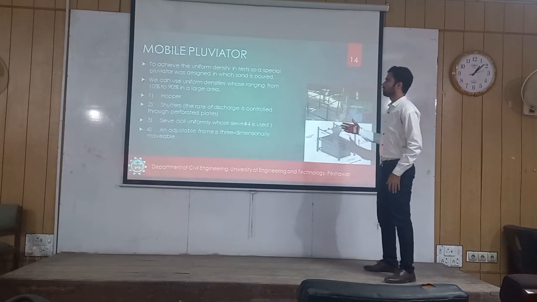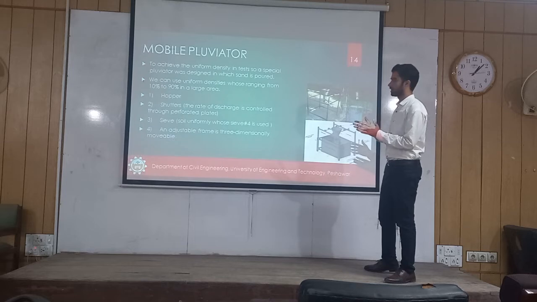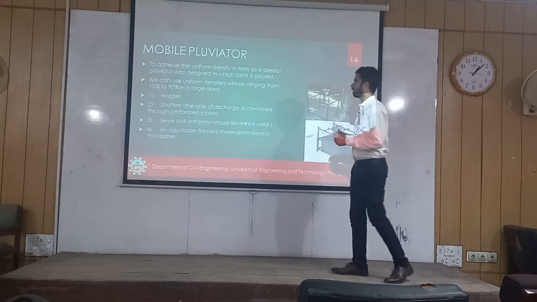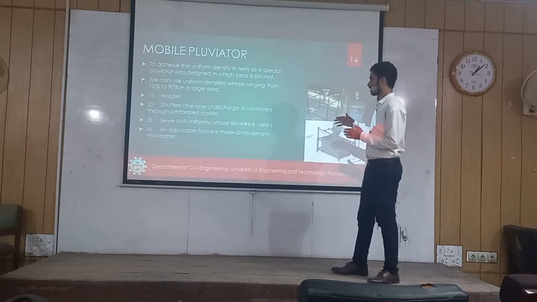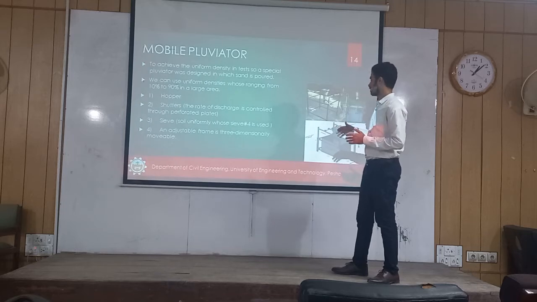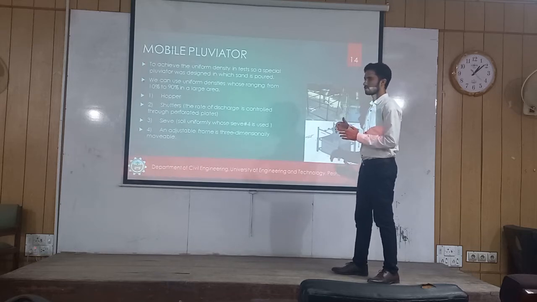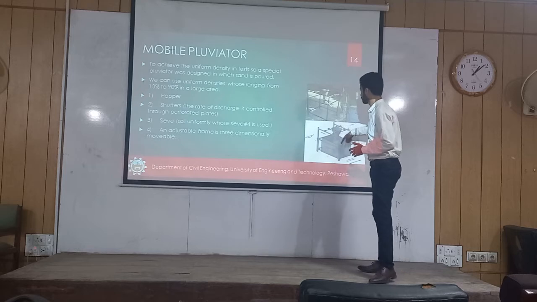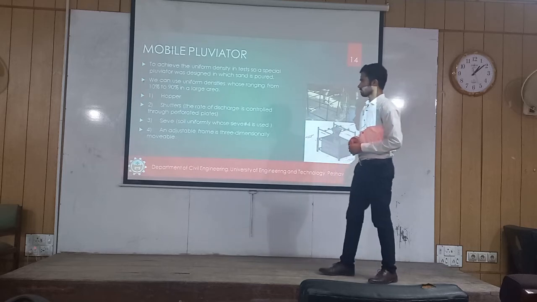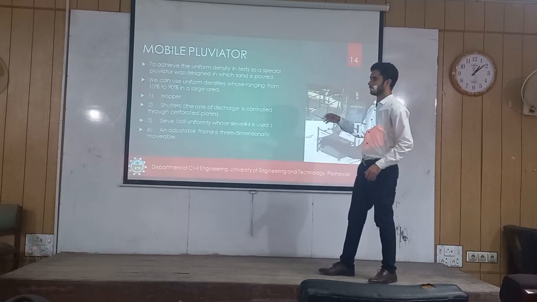So we use a mobile collimator to ensure the same density in the soil works. For this purpose, the mobile collimator can be moved in 3 dimensions so that we can transfer the soil to every part of the soil works. So that's why we use a mobile collimator.